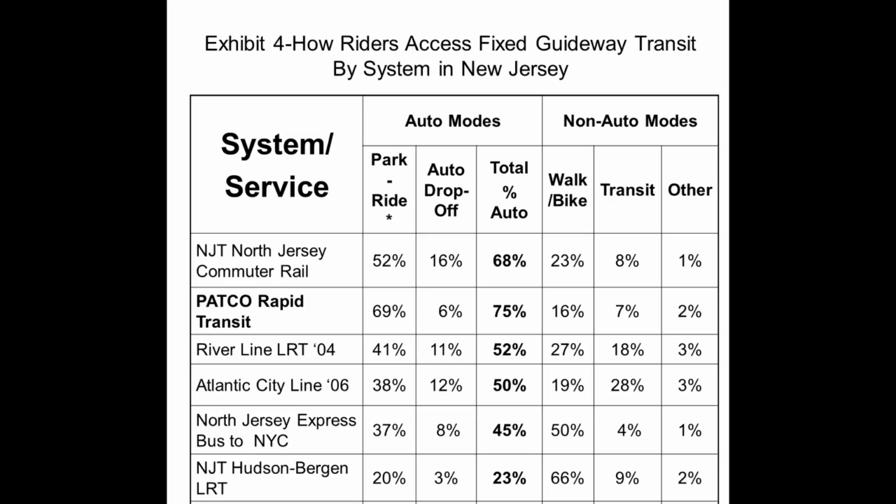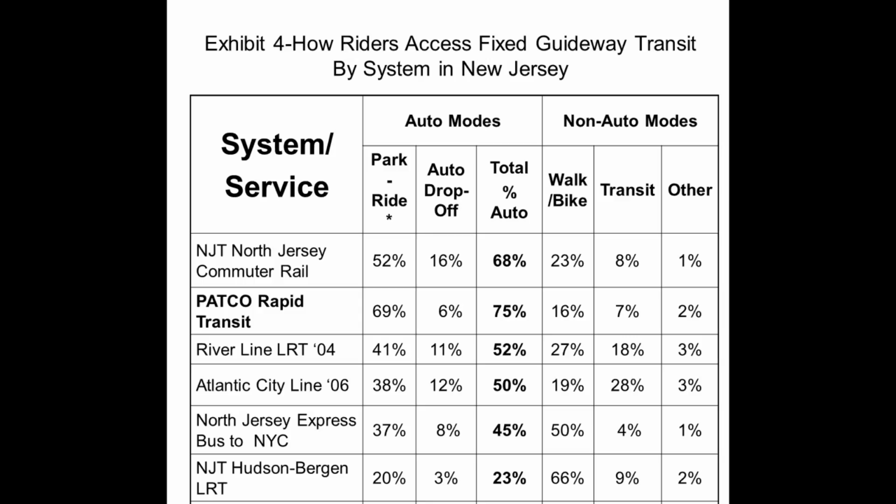Basically, these are done from ridership surveys over a 10-year period. It shows you that the auto is predominant on the commuter rail and the rapid transit. The PATCO rapid transit is a rapid transit line between New Jersey and Philadelphia. And then you can see express bus is only about 45% autos, more walk. And then the Hudson-Bergen Light Rail line, which is a light rail line in Hudson County across from Manhattan, is mostly walk and transit access, and the park and ride is a lot lower.